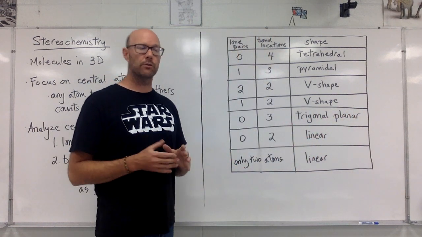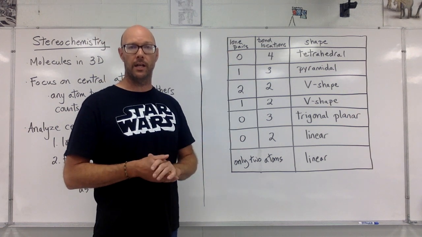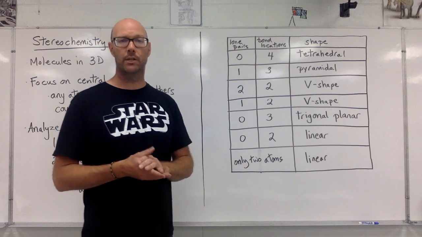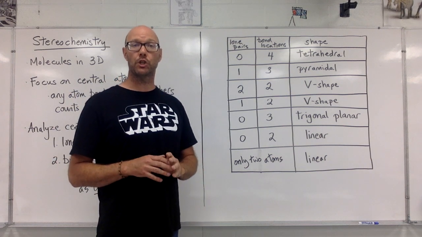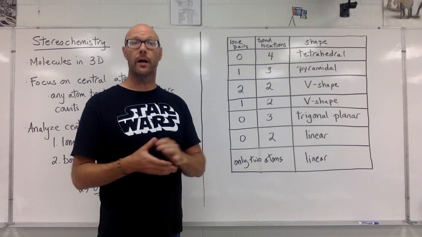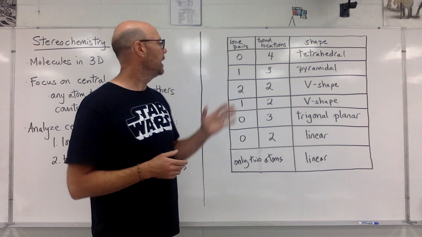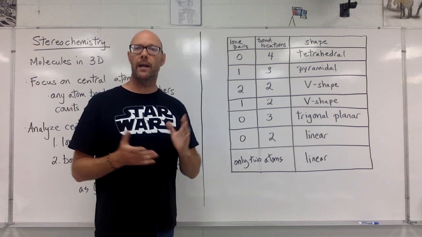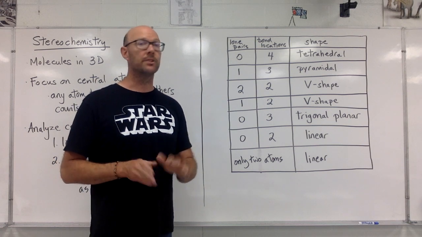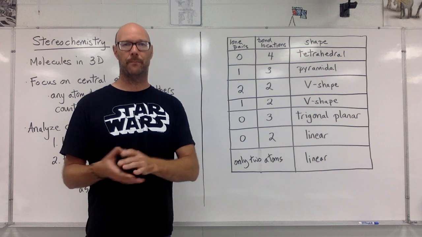If our central atom has 0 lone pairs and has 4 bond locations, that's going to give it the shape which we call tetrahedral. This is important. This is a shape we've never encountered before, probably in our lives. We might know about tetrahedrons, but tetrahedral shapes are a little bit different. If there's 1 lone pair and 3 bond locations, that's going to be pyramidal. It's not a pyramid, it's pyramidal. It's kind of like pyramid-ish.